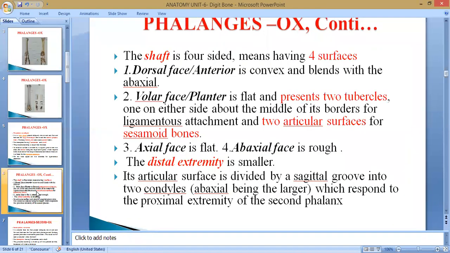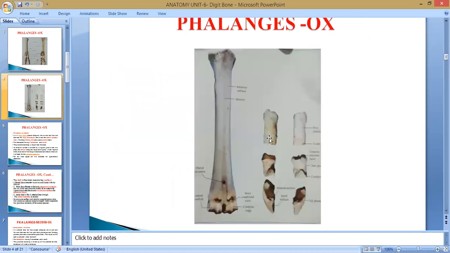So this is completed for the proximal surface. Regarding this surface, we have a clear dorsal surface, that is the anterior surface, and the volar surface, that is the plantar, the back side, having two tubercles and two articular facets. Now the axial surface is flat and the abaxial is rough. So only two marks: this is the flat and this is the rough.